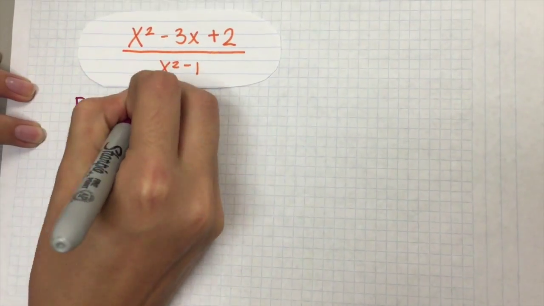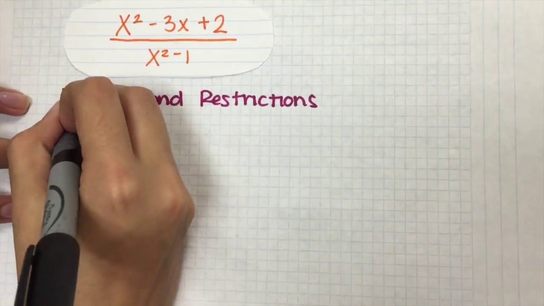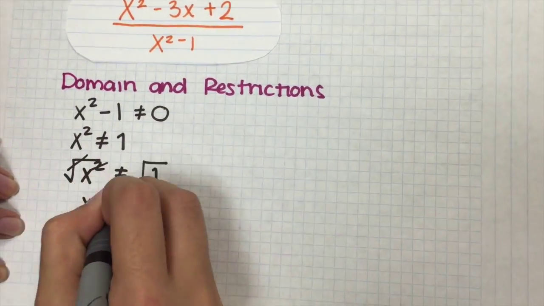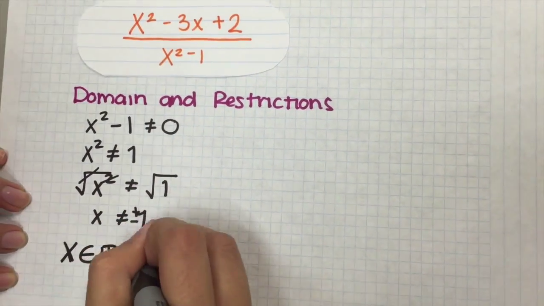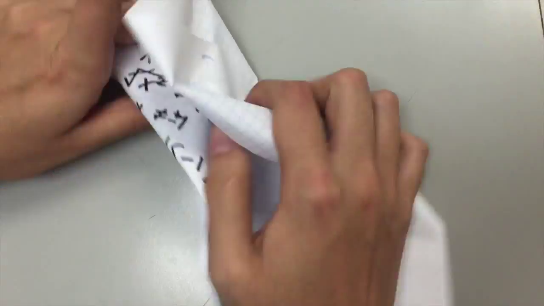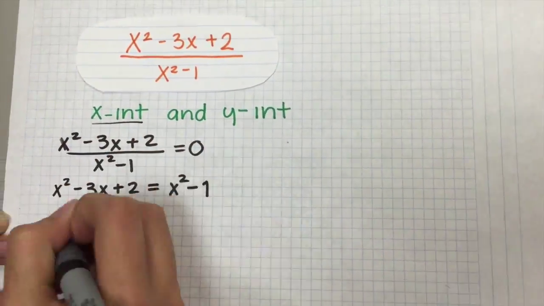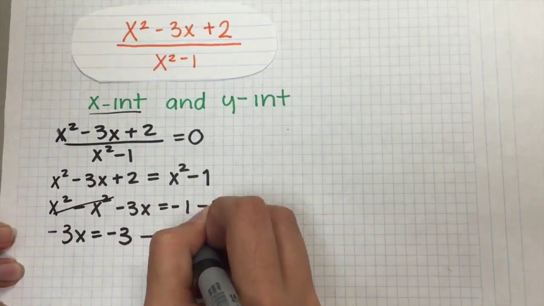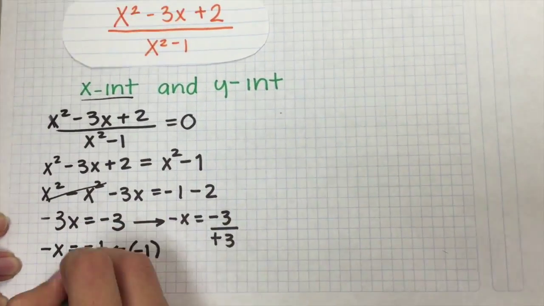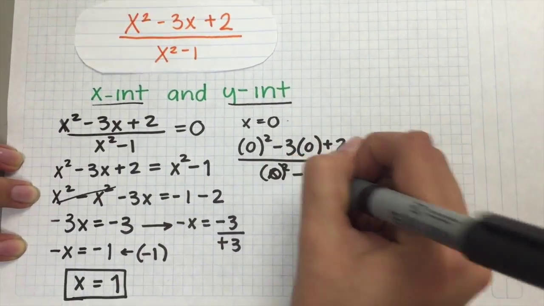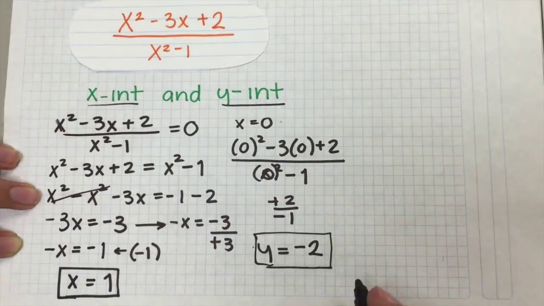The function is x squared minus 3x plus 2 over x squared minus 1. To obtain the domain or the restrictions, you only have to isolate x, that is positive 1 and negative 1. To know the x-intercept, you only have to set the function equal to 0, and x is equal to 1. To obtain the y-intercept, you only have to replace the value of x with 0, and y is equal to negative 2.